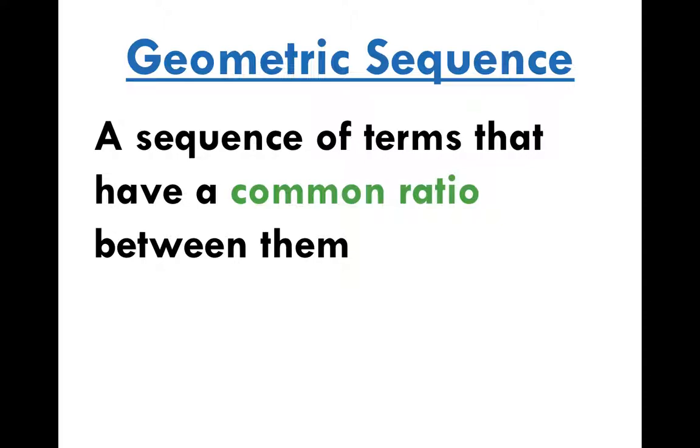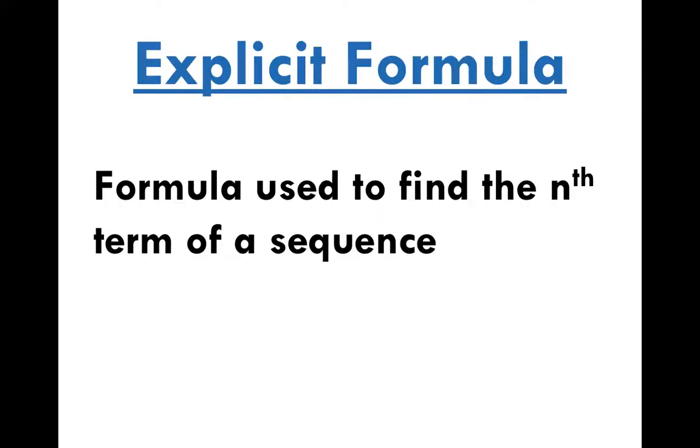So when we're talking about geometric sequences, a geometric sequence is a sequence of terms that have a common ratio between them. When we're talking about an explicit formula for a geometric sequence, and remember we actually did explicit formulas for arithmetic sequences as well, it's a formula used to find the nth term of a sequence. So just like with the arithmetic sequence, we were trying to figure out how we can find the term in the 15th spot. We can do the same thing for geometric sequences. We can try and find the term that's in the 15th spot.